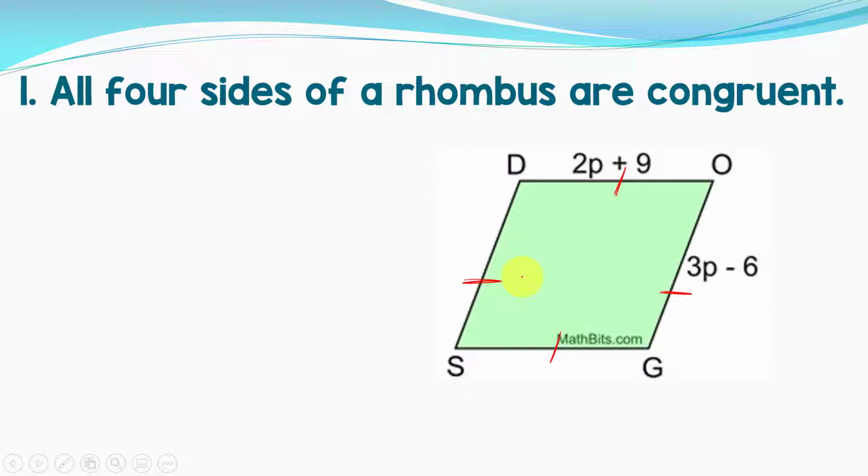So for this particular problem, I would be able to say that 2p plus 9 is equal to 3p minus 6, and I could set up that equation and solve for p in this case. Okay, all 4 sides are congruent.